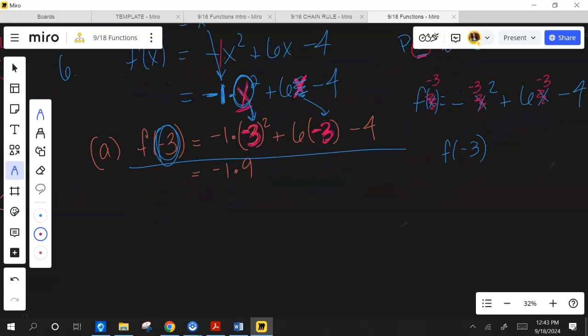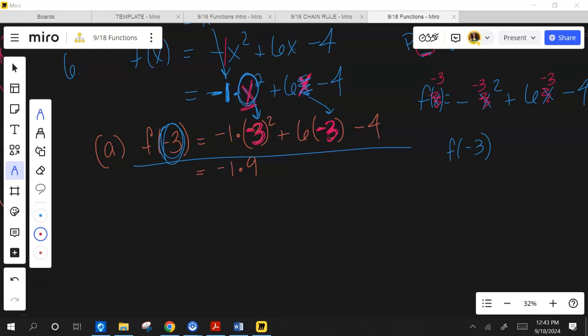All right, look, let's finish this one and then I'll show you another number. What's 6 times -3? What is -1 times 9? -9. All right, add all those numbers together. Subtracting a number is the same thing as adding a negative.